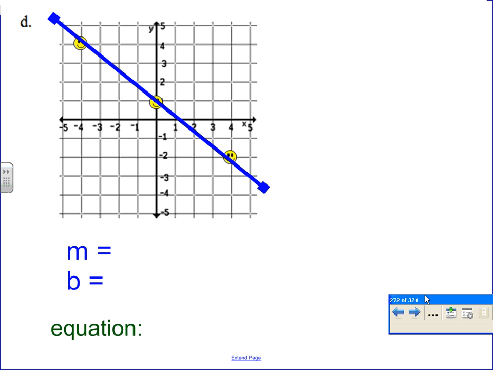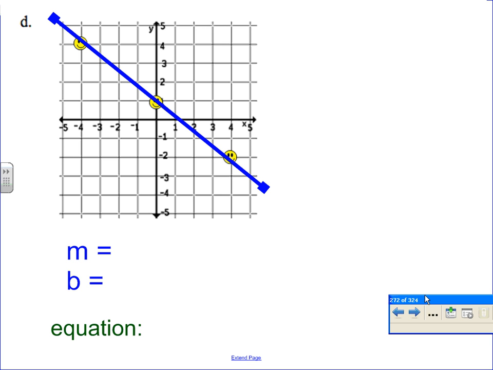Let me see what you got for D. Did you do letter D? Be careful with your slopes. Some of you are making a little mistake. Try that. Look at that again. Good.